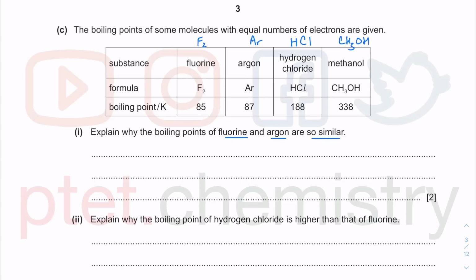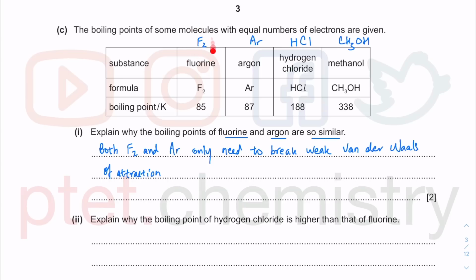So when we talk about fluorine and argon, both F2 and argon are simple molecular. In fact, all of them are simple molecular. Okay. Only need to break the weak London dispersion forces, or what we call van der Waals forces of attraction. If you like, you can use London dispersion forces, and this van der Waals forces of attraction is between the molecules. And how do I know that? Because F2 is non-polar, since they have the atoms of equal electronegativity.